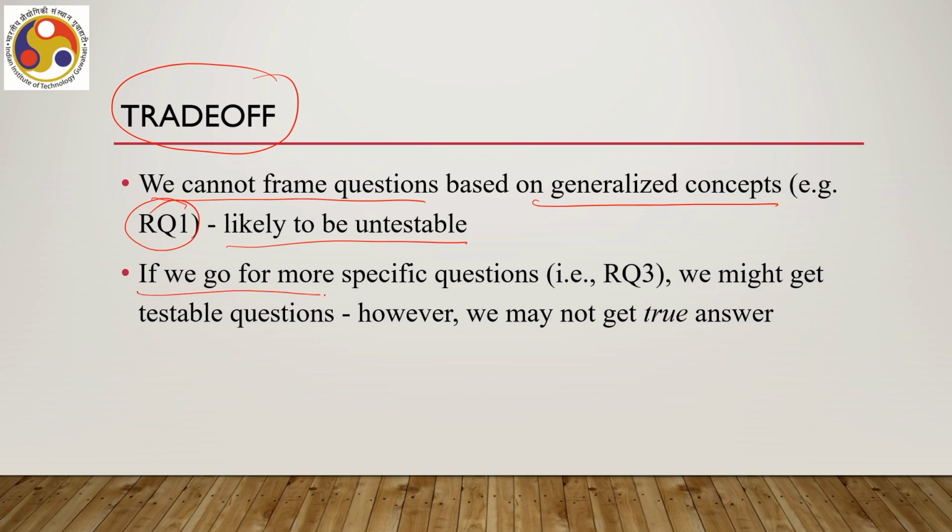However, if we go for more specific questions such as RQ3, we might get testable questions, but we may not get true answers. RQ3 says that one interface is faster than another. However, it does not say whether something is better than another. Now, faster and better are different concepts. They are certainly not the same. So, we may frame testable questions, but we may not get a generalized answer with such testable questions.